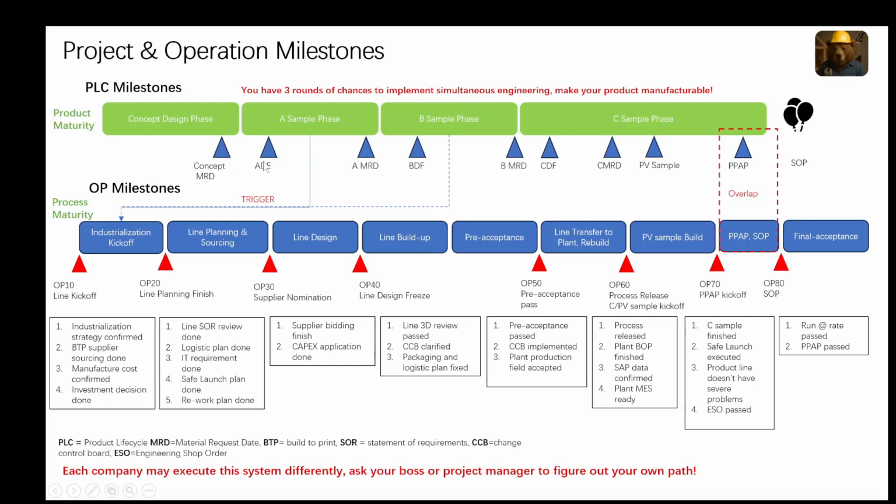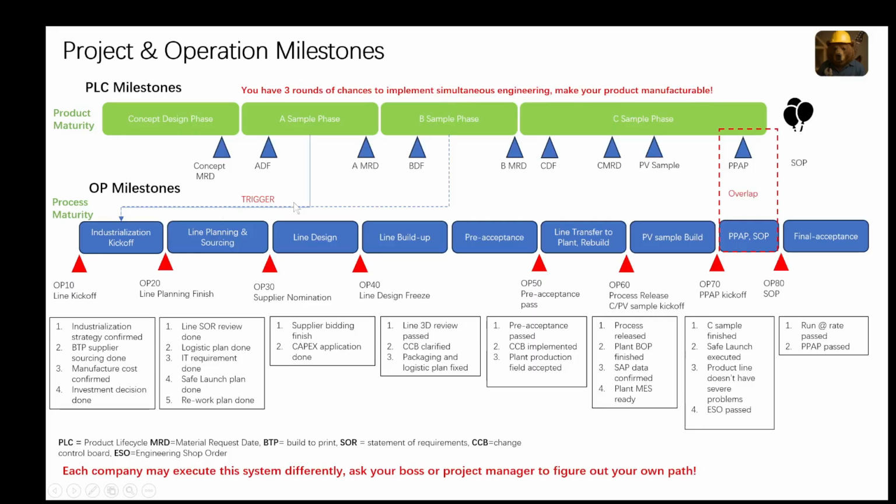ADF is the A sample design freeze, and AMRD is the A sample delivery. And so does the BDF, BMRD, CDF, CMRD. This is what the R&D guys are going to do, and they will develop the product. And as an operation engineer or as a launch manager or AME, whatever, you have 3 rounds of chances to implement simultaneous engineering to make your product manufacturable.